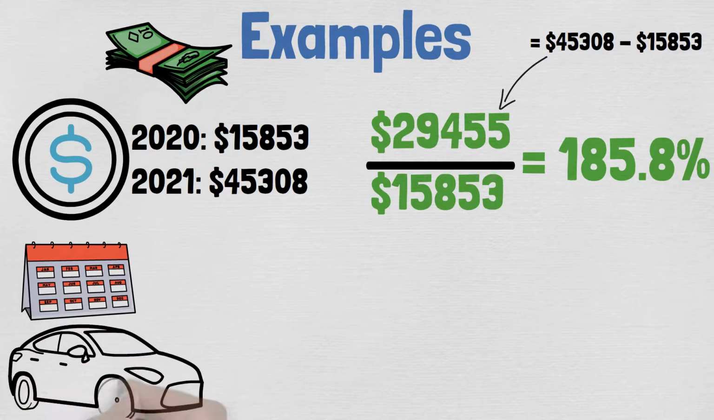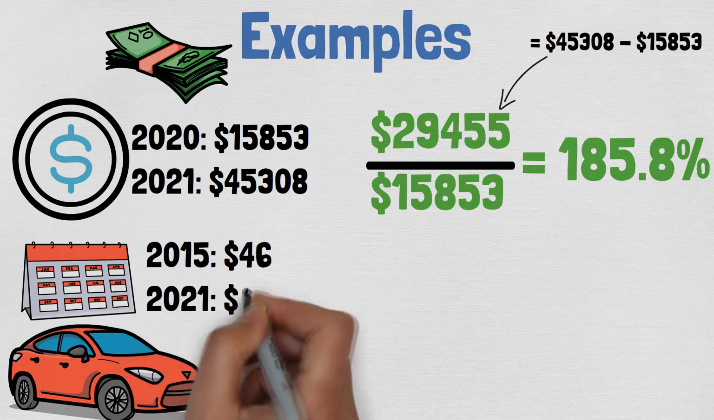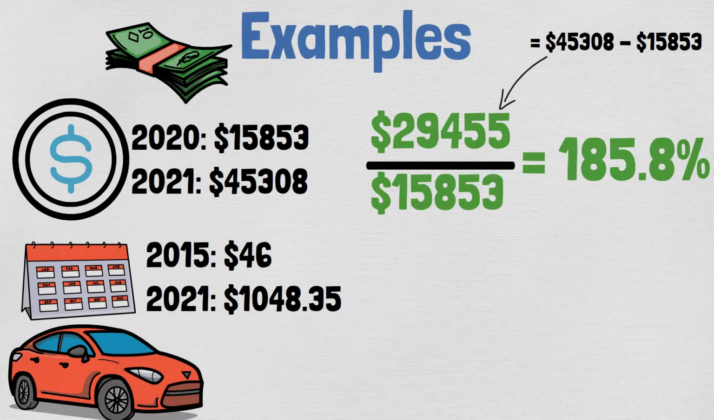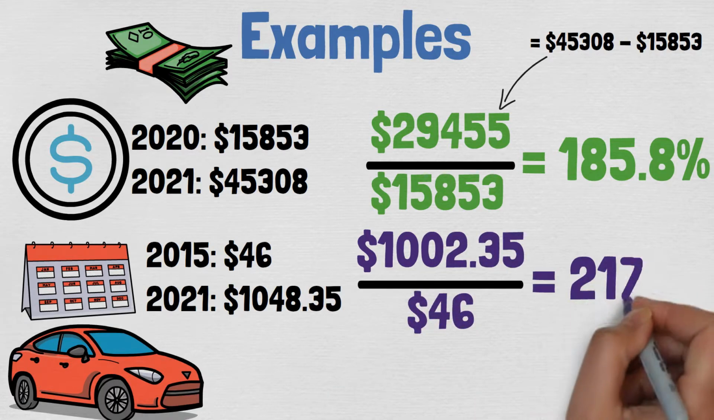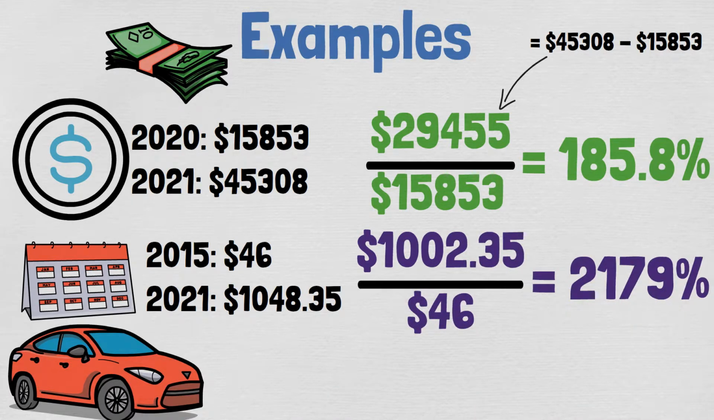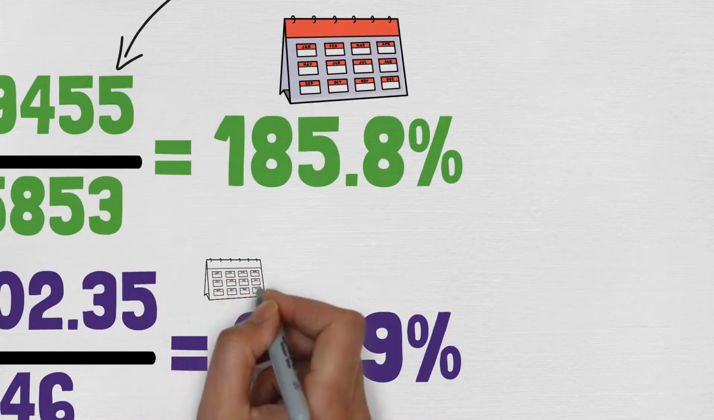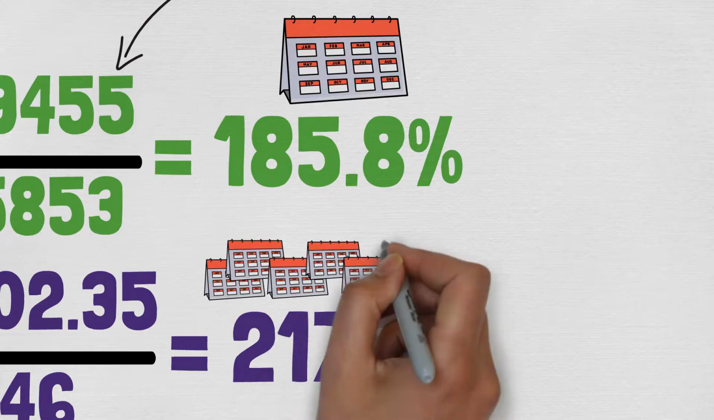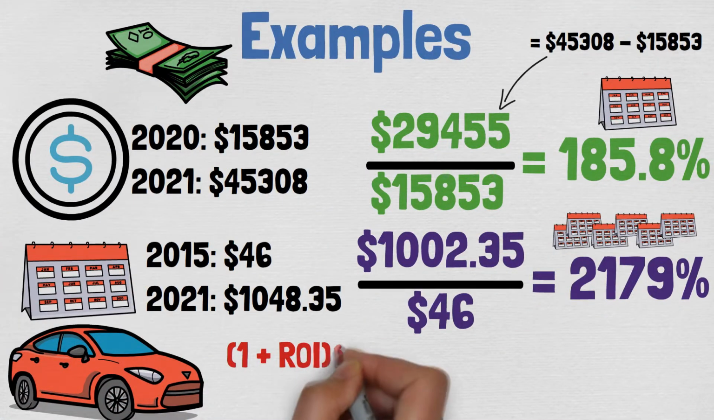Let's say that you invested in Tesla on the 7th of December 2015 when one stock was $46. If you sell that one stock on the 7th of December 2021, you will receive $1,048. The return on investment would be 2,179%, but you can't really compare this with Bitcoin's returns since you invested in Bitcoin for 1 year and in Tesla for 6 years. So you want to annualize the Tesla returns by using the following formula.